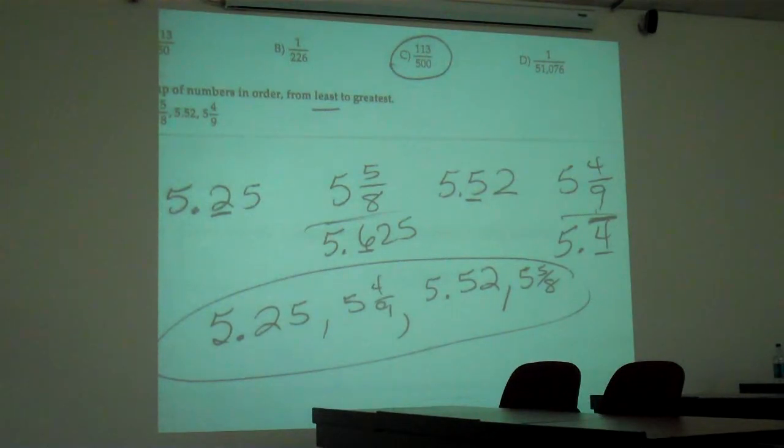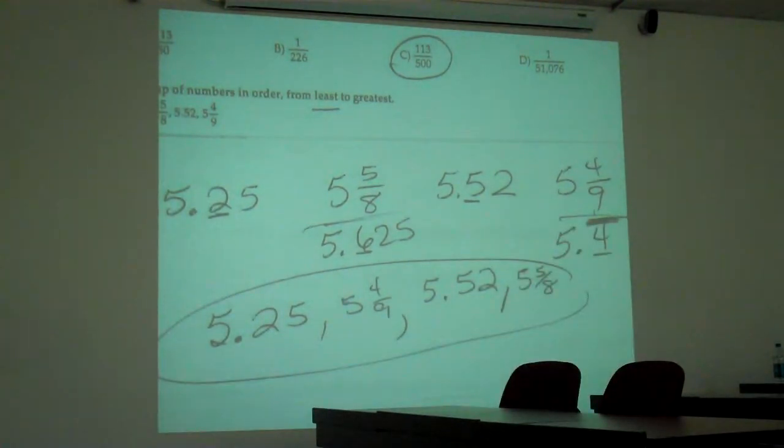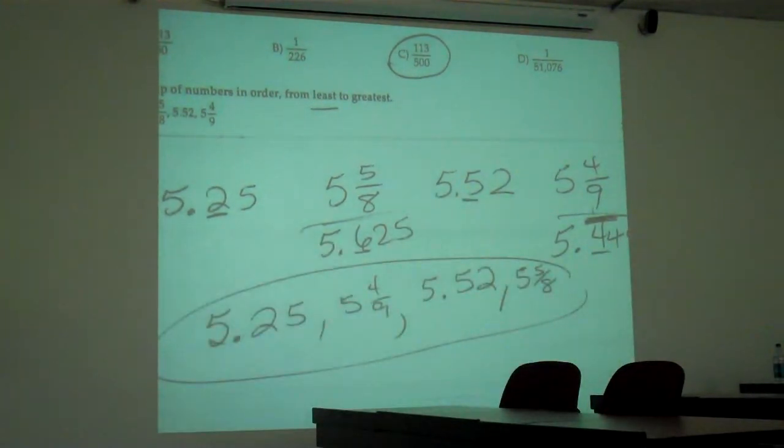When you said 5.4, what? It's 5.4 repeating. It keeps going 4, 4, 4. So you don't put that extra 4 in? You could put 4s if you needed to. If one of these was longer and you needed to compare after the 4, but you don't need them. Just put the repeating bar and you know they're there.